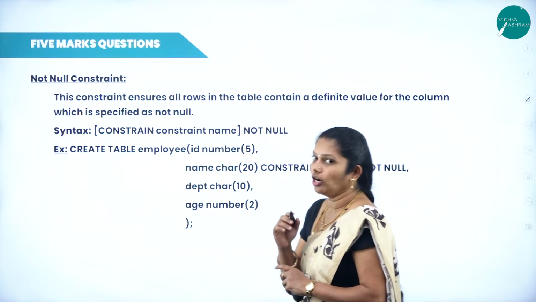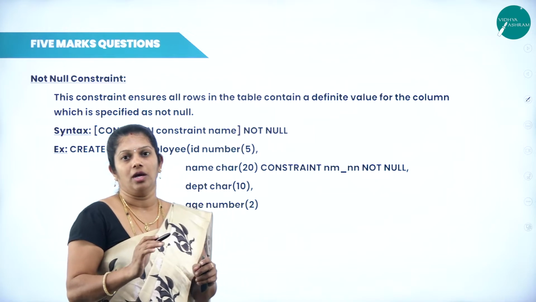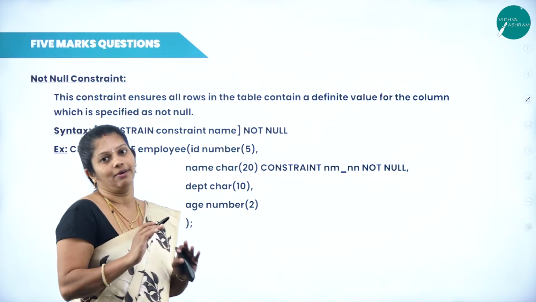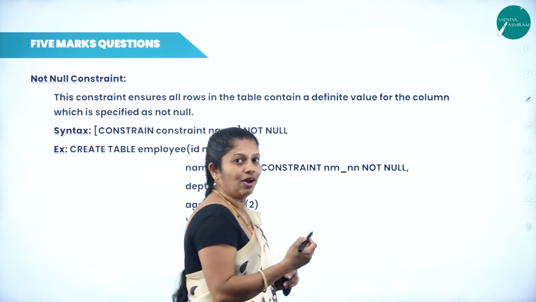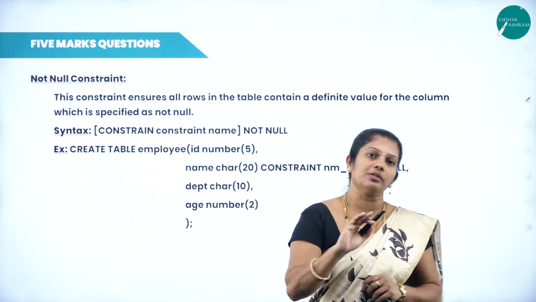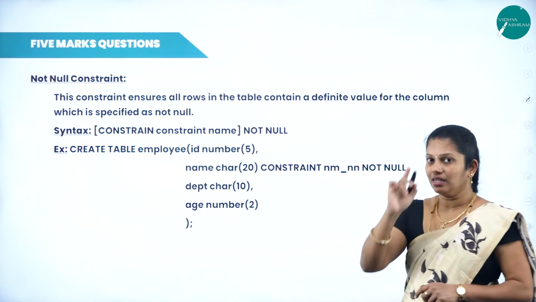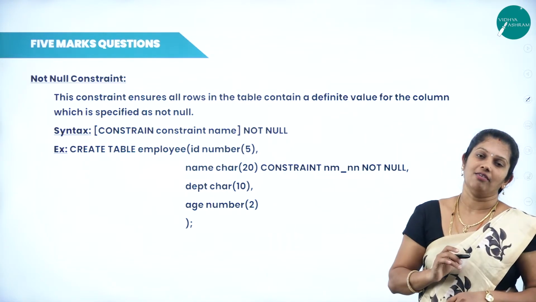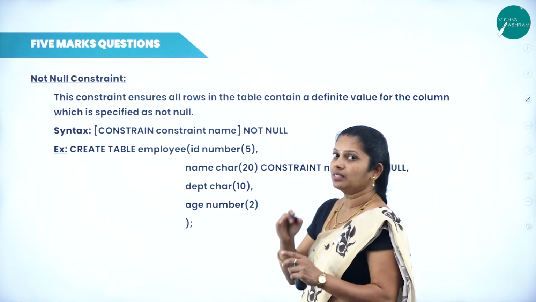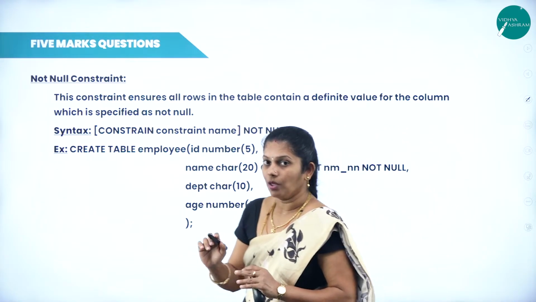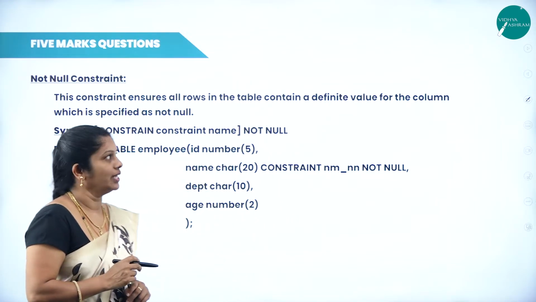Next one, not null constraint. It means that particular column cannot have a null value. While entering the record, if I do not enter any value for that particular column, it will not consider that record. Compulsorily, in that particular column we have to enter the value. That is the not null constraint. Null means you are not supposed to enter any value, whereas not null means compulsory. You have to enter some value there.